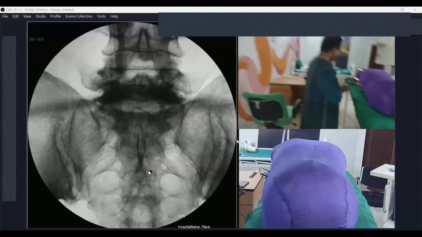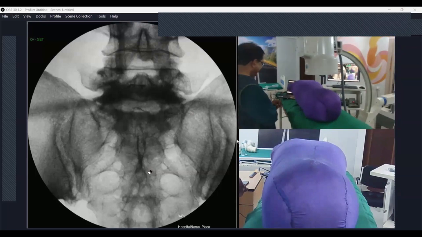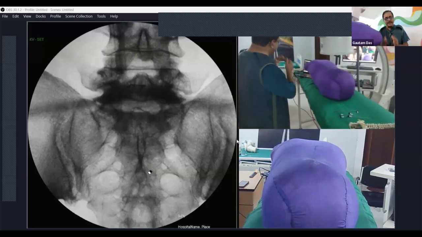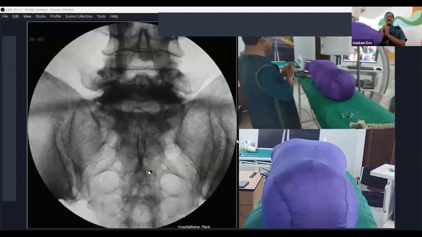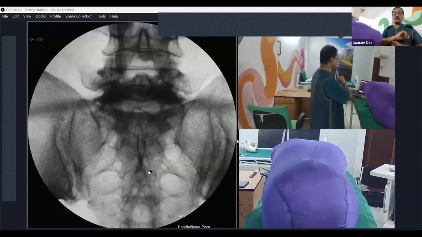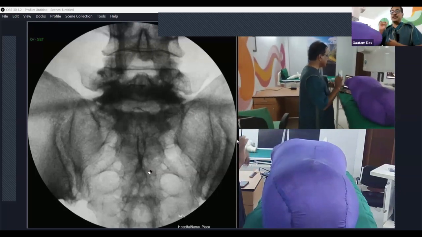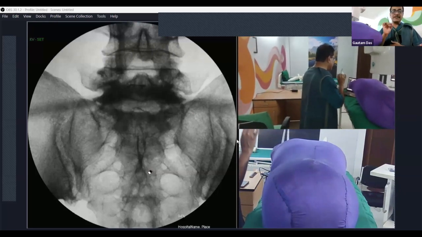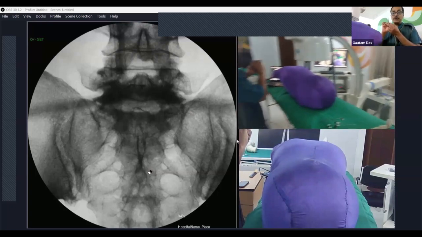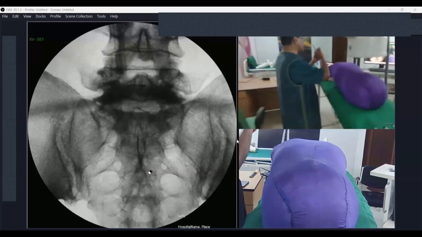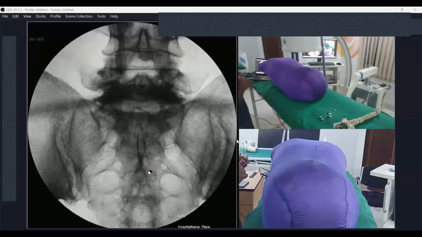Sir, in this case also do we have to bend the needle tip when entering the foramen? Bending the needle tip is your choice, as I told you. In any interventional procedure, bending the needle helps in steering. If you wish to go to the right, left, above, below, bending the needle makes it easier. You need to turn the bend side towards your target side. It will be easy to steer the needle.